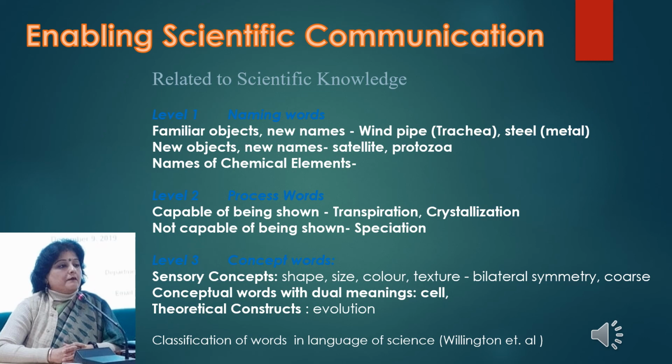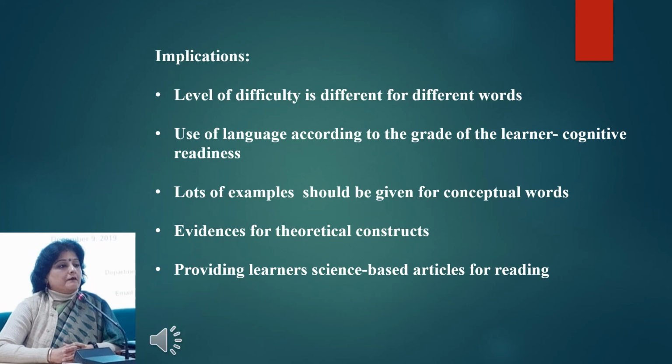So based on this taxonomy of words, we can see how words in science may have different levels of difficulty. As we have discussed the taxonomy of words in science, now we can quickly think of some implications for science teaching.